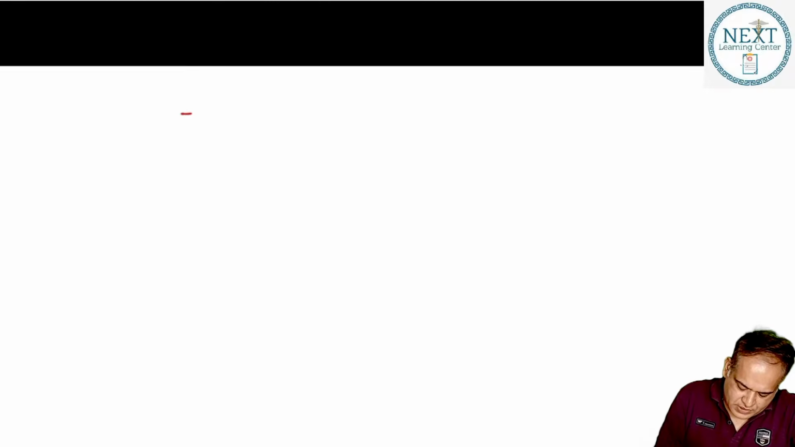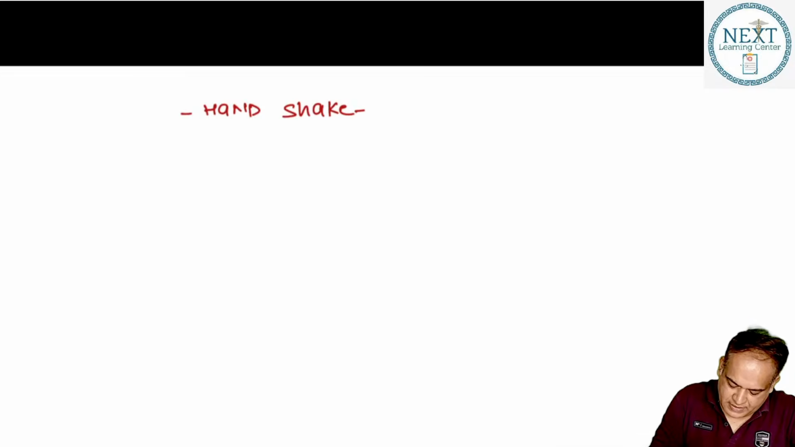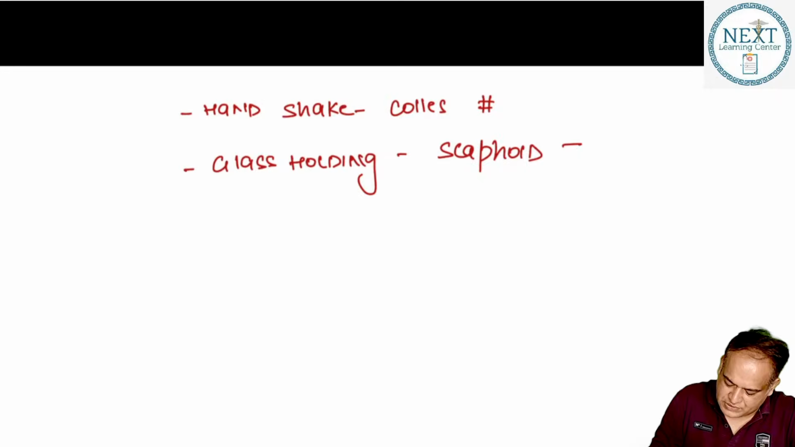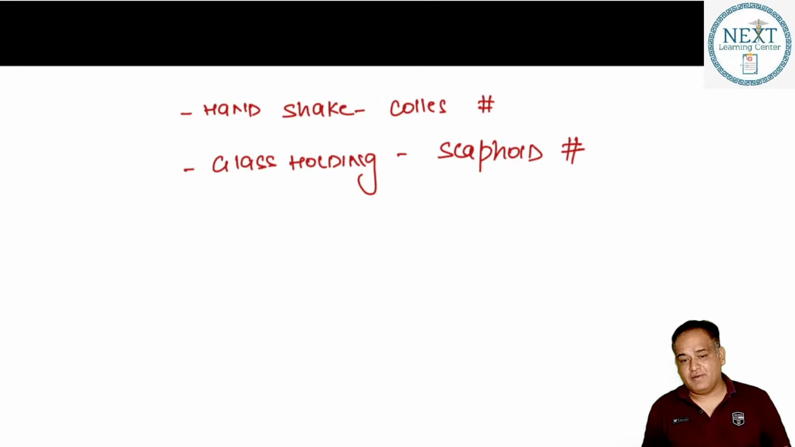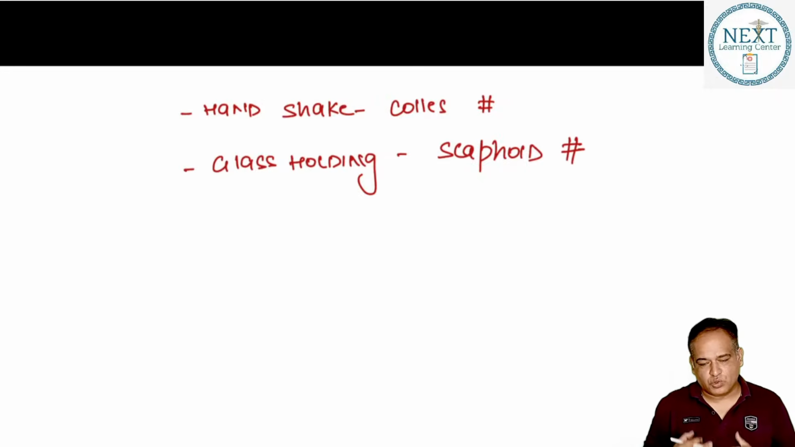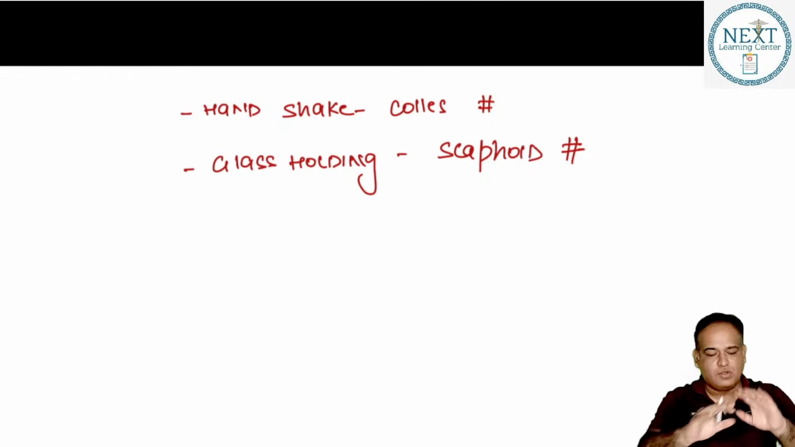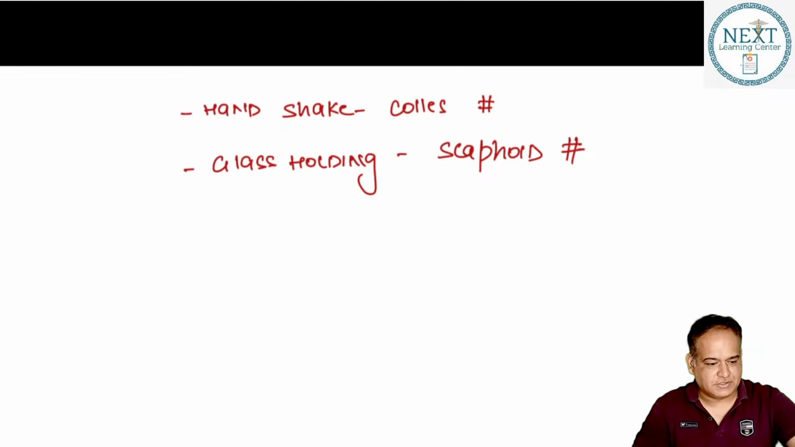Okay, so you see handshake cast. It is used for Colles fracture. Then glass holding cast is used for scaphoid fracture, the most common carpal bone to get fractured. What is the mechanism? FOOSH, fall on the outstretched hand.